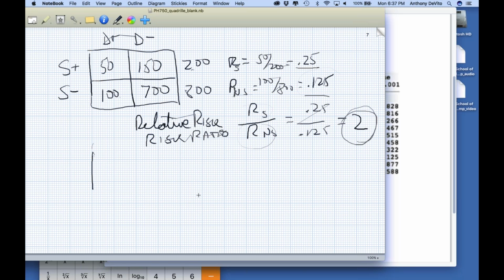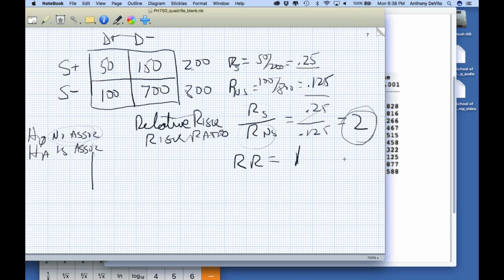That's simple, right? Now, let me ask you something. Our null hypothesis is that there's no association. Our alternative hypothesis is that there is an association. If there's no association, what would you expect your relative risk to be equal to? You would expect the risk for smokers to be the same as the risk for non-smokers. You'd expect it to be equal to 1, right? Because you'd expect the top to be the same as the bottom. You wouldn't expect any difference between smokers and non-smokers.